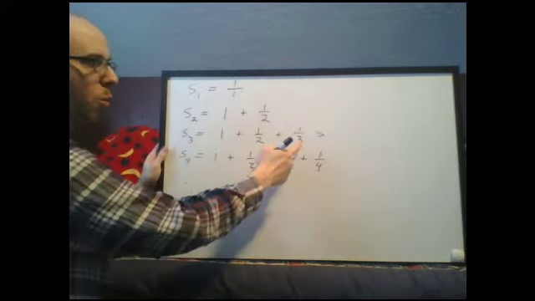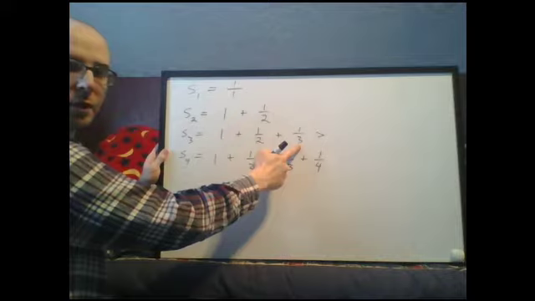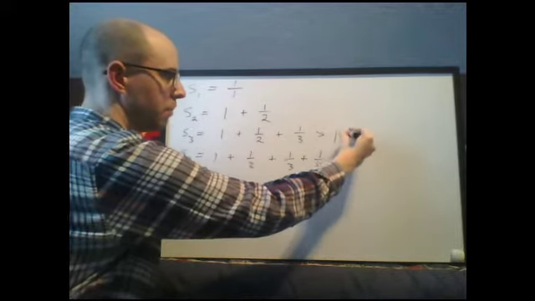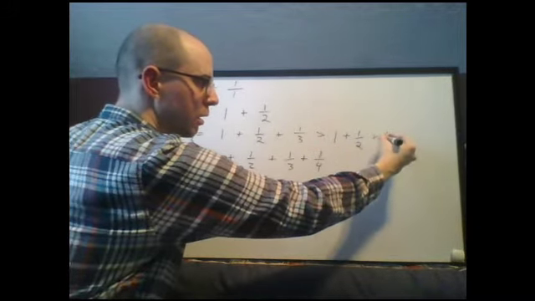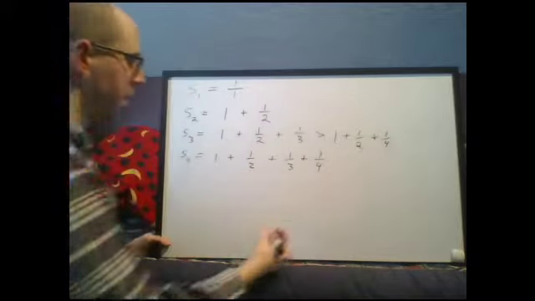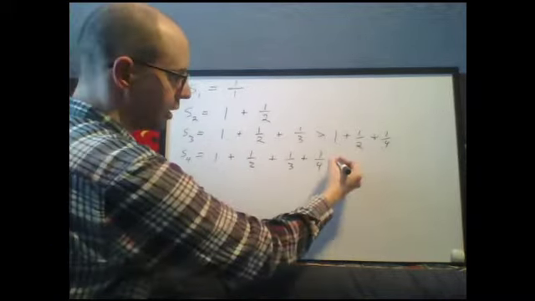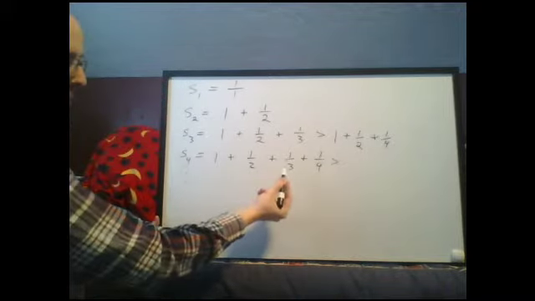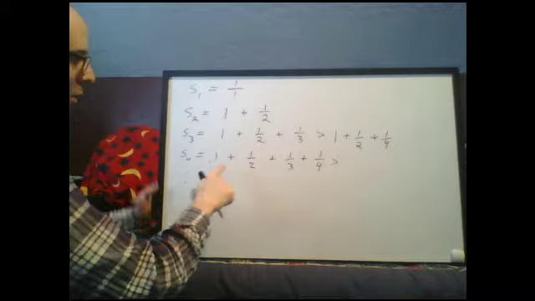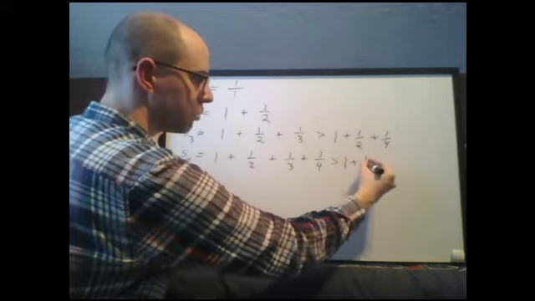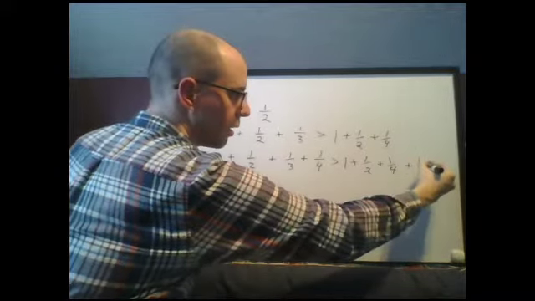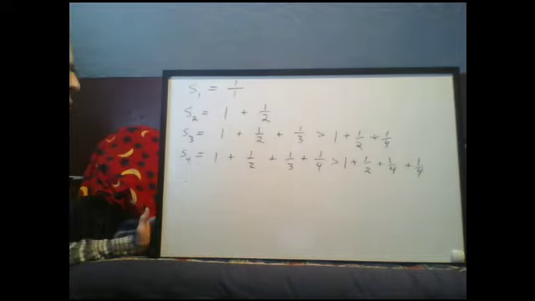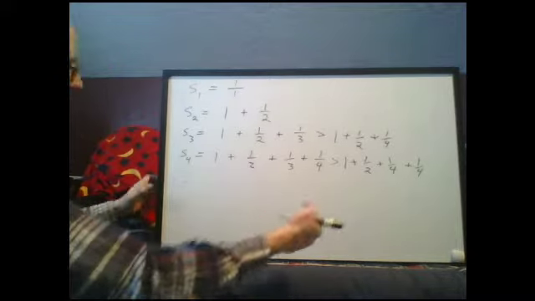So what I can say is 1/3 is bigger than 1/4. So this thing is bigger than 1 plus 1/2 plus 1/4. On S4, I want to do the same thing. 1/3 is bigger than 1/4. So this will be bigger than 1 plus 1/2 plus 1/4, plus another 1/4. So what I want to do is replace these fractions where the denominator is not a power of 2 with the next biggest power of 2.